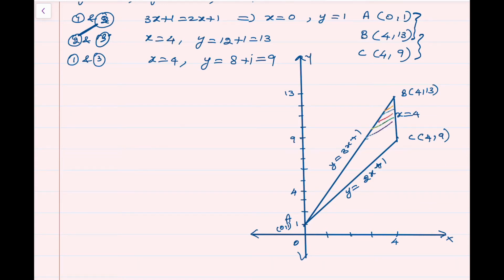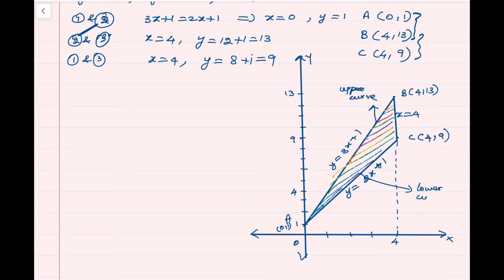Area of the triangle has to be calculated. So, x is equal to 4 becomes the limit line and the other line is y axis. Now, we have to find the area between two curves. This is the upper curve and this is the lower curve.